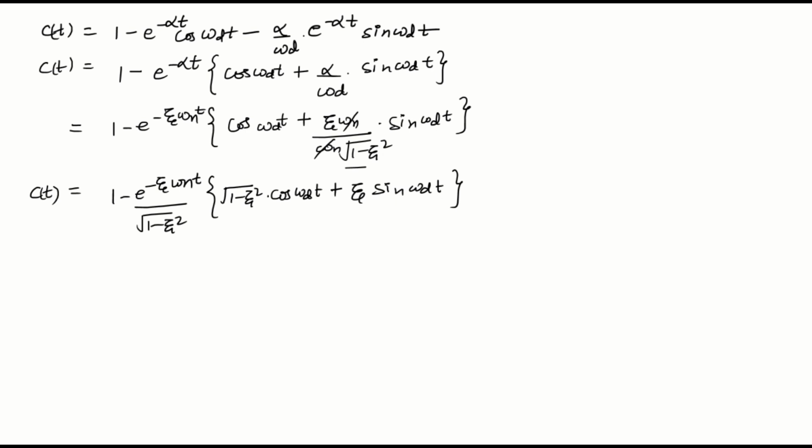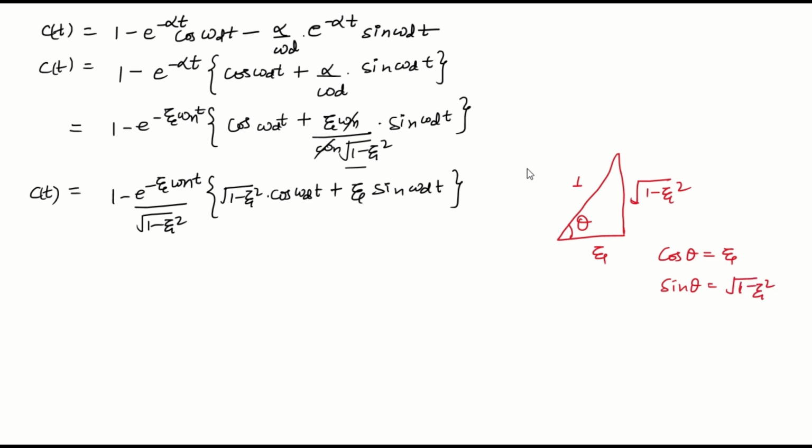Now let us assume a right angle triangle. Let us suppose this angle is theta, the base is zeta, and the hypotenuse is 1. So in this case the perpendicular will be square root of 1 minus zeta square. Now in this right angle triangle, the value of cos theta comes out to be zeta, and the value of sin theta comes out to be square root 1 minus zeta square divided by 1.